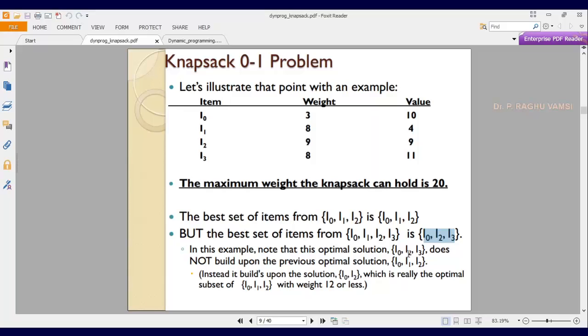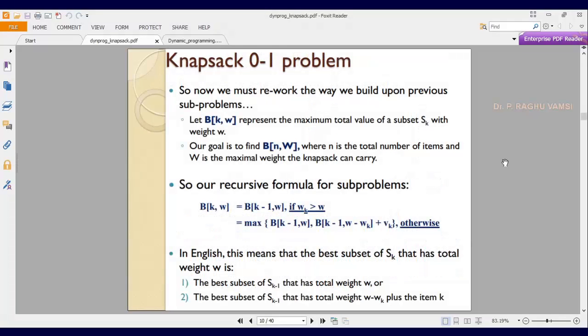Now we'll see how this particular 0/1 knapsack problem is formulated and computed with some examples. So now we must rework the way we build upon the previous subproblem. Let the benefit of k comma w represent the maximum total value of the subset Sk with weight w. Our goal is to find the benefit, that is, the maximum value that we are supposed to achieve. So benefit of n comma capital W, where n is the total number of items and capital W is the maximum weight the knapsack can carry.